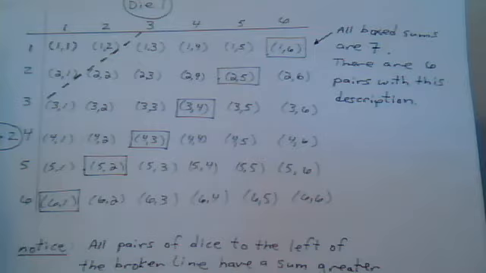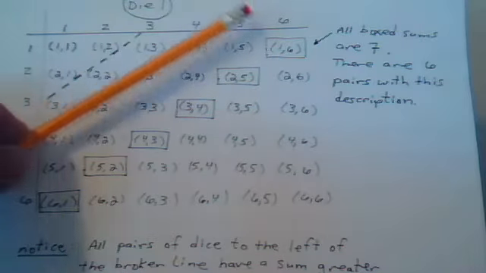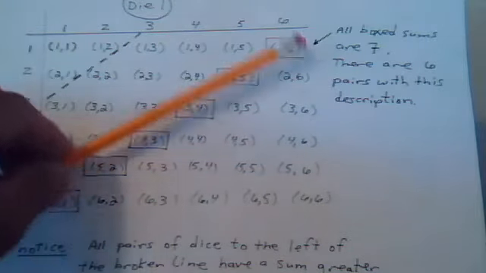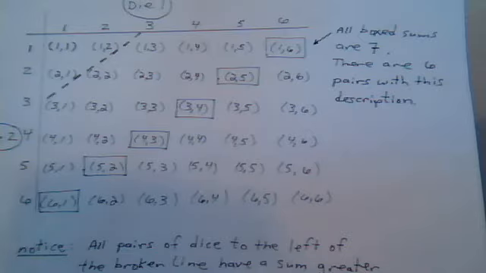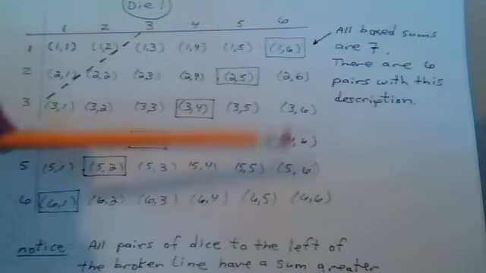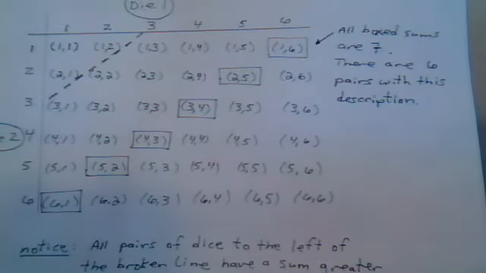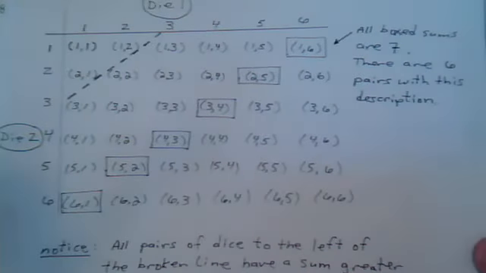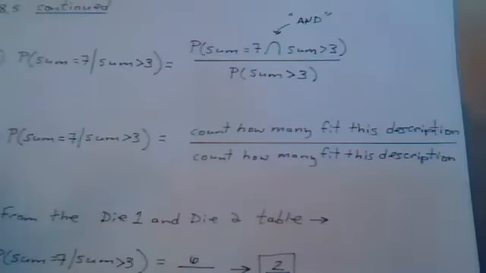And how many fit the description that the sum is greater than 3? Well, all of these other than these two, these equal 3. So anything other than that would fit the description of having a sum greater than 3. Since there are 36, and we're not going to count these 3, the ones that fit the description would be 33 of them. We're going to use that number too. So now let's go back to our formula. Here's our formula. Here's our A, and here's our B.